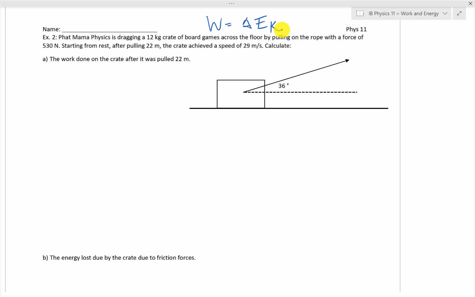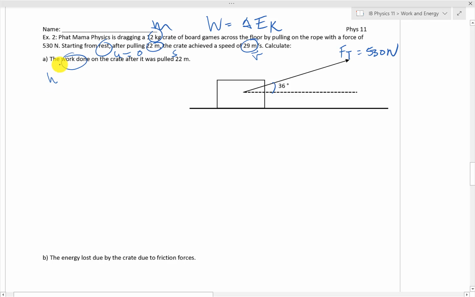So here we have the mass, and it's being pulled across the floor with a rope. It's making some sort of angle with a force here of 530 newtons. The object starts from rest. That's very useful. And after pulling 22 meters, the crate achieved a final speed of 29 meters per second. So that's our final speed there. Calculate the work done on the crate after it was pulled.